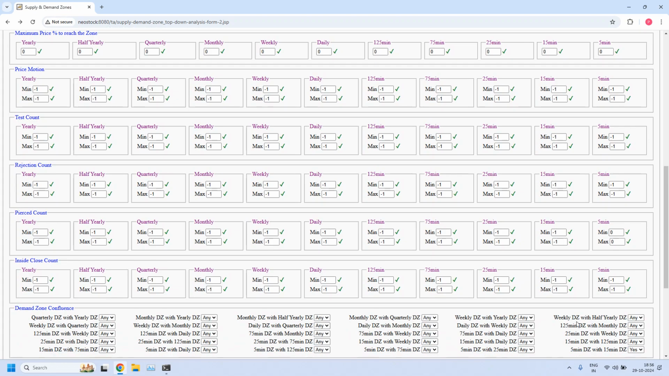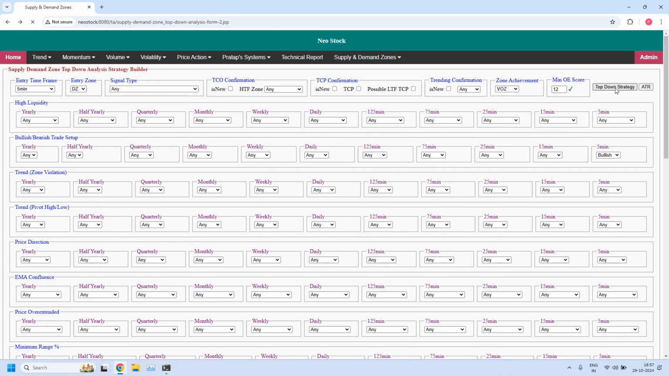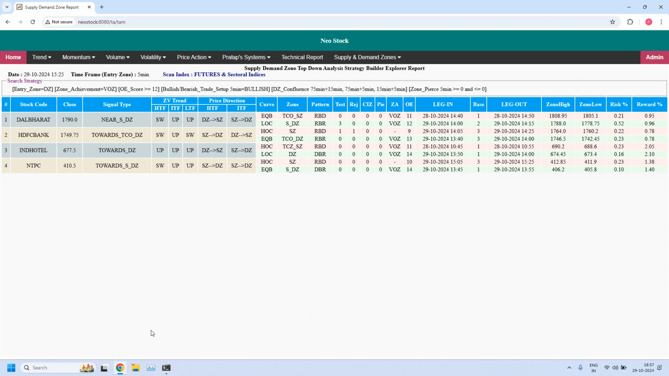So, 2 more additional filters we need to add. That is a 5 minutes demand zone with 75 minutes demand zone confluence, and 15 minutes demand zone with 75 minutes demand zone confluence. So, total 3 filters. The first one already added is 5 minutes with 15 minutes. With all the 3 LTF, ITF, HTF demand zone confluence, we got 4 stocks. In all these 4 stocks, 5 minutes demand zone is part of the 15 minutes demand zone, both together again part of the 75 minutes demand zone.